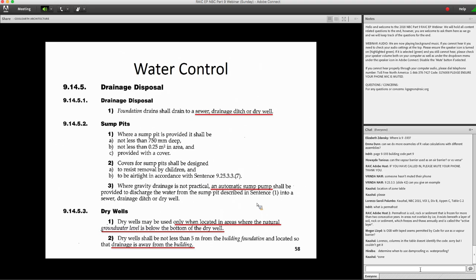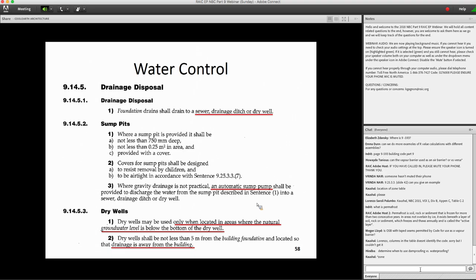The National Building Code tells you that the foundation drains shall be drained to a sewer, drainage ditch, or dry well. I would like to point out that many jurisdictions in the country are not allowing you anymore to drain to the sewer or even to a municipality drainage. Some areas are actually requiring you to drain to your own backyard. That's basically just my comment.